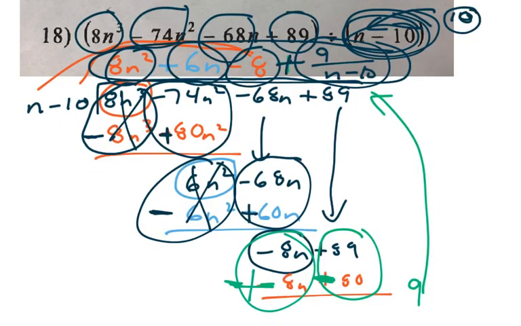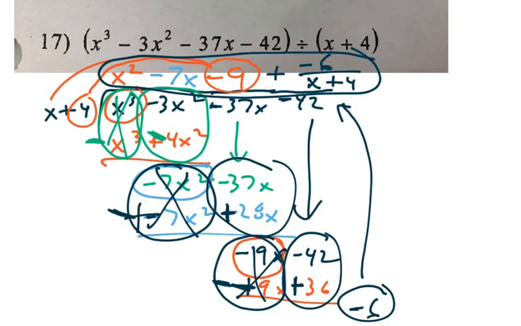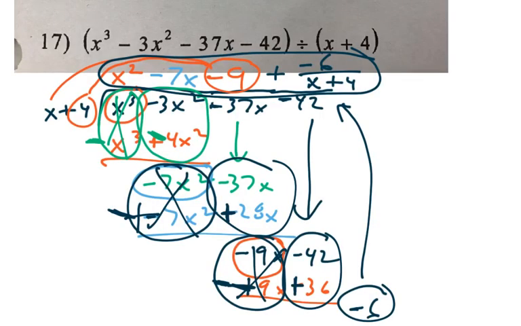Now, for an extra bit of practice, why don't you try it on number 17? That's actually what I was going to do, but I didn't want my video to last too long. But anyways, try this on number 17, guys, and make sure you get a 1, negative 7, negative 9 with a remainder of negative 6, okay?